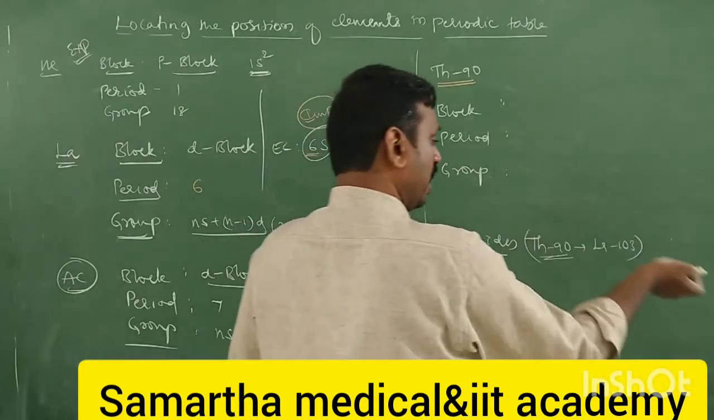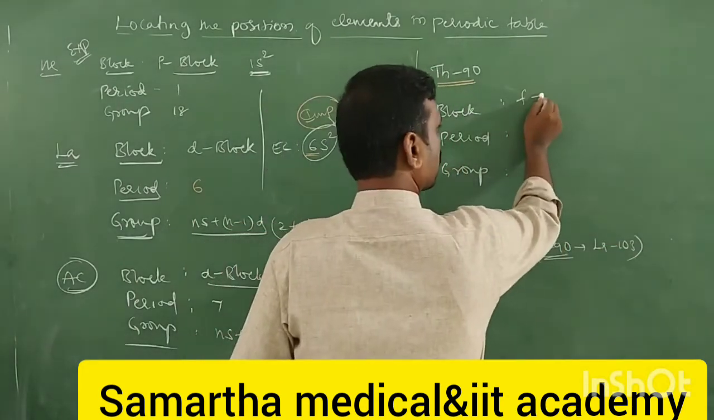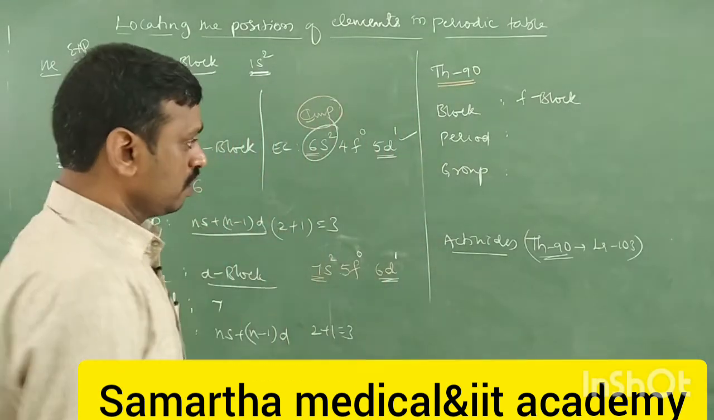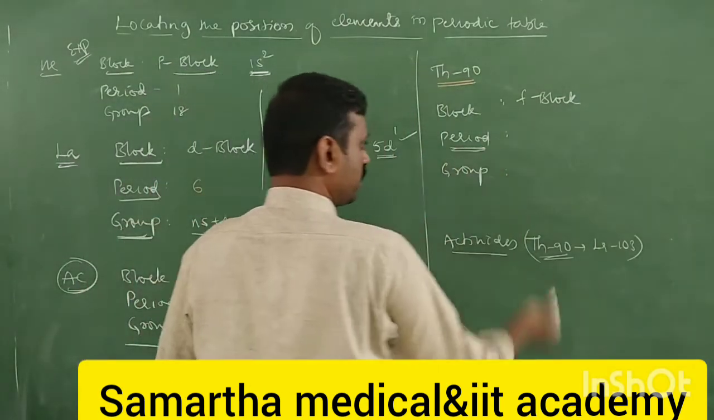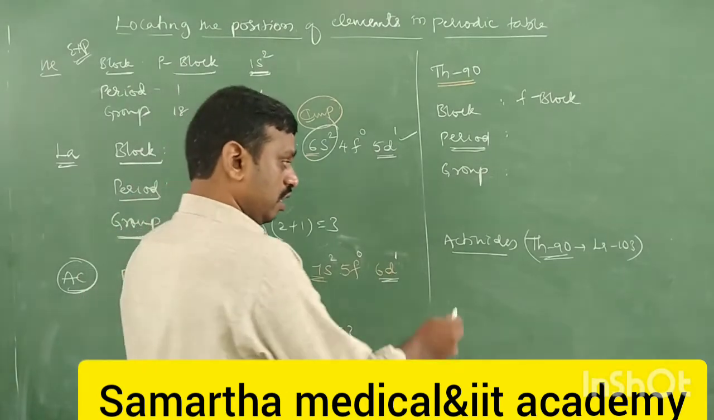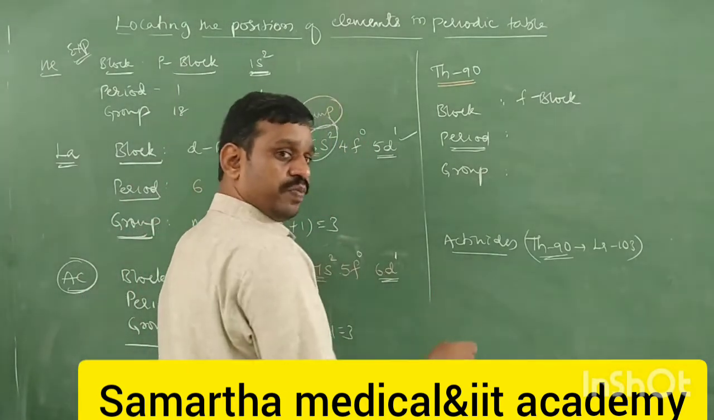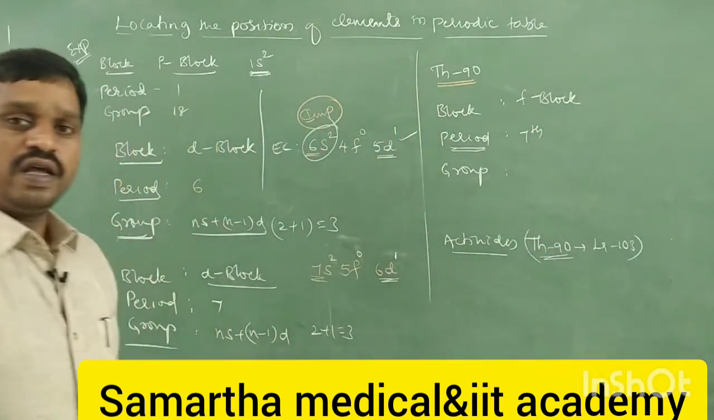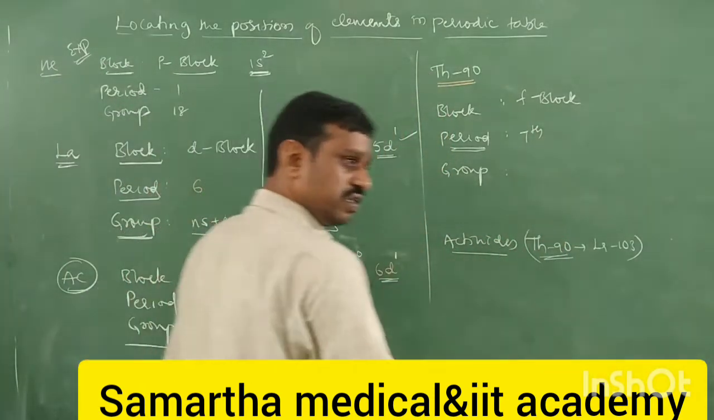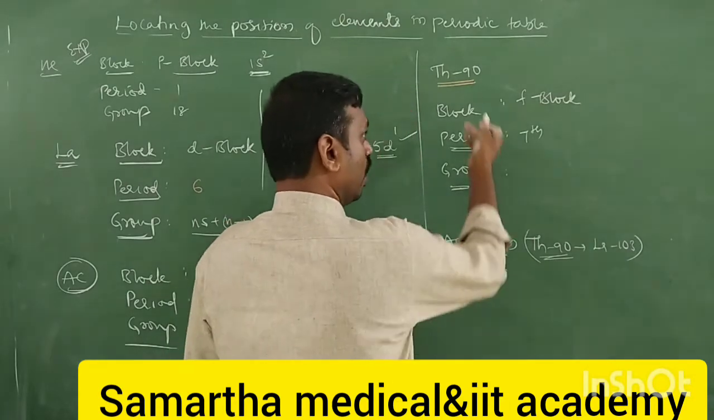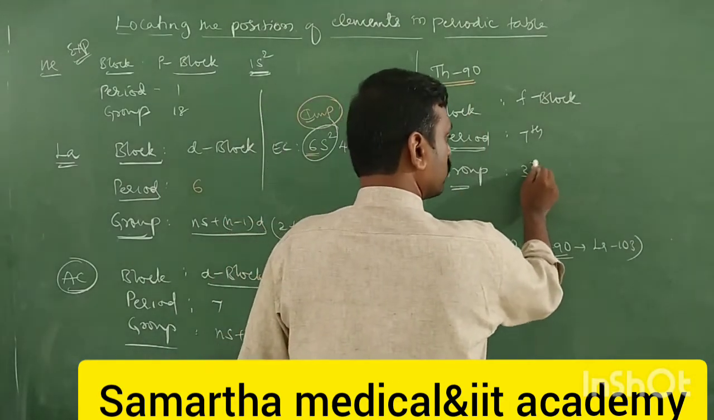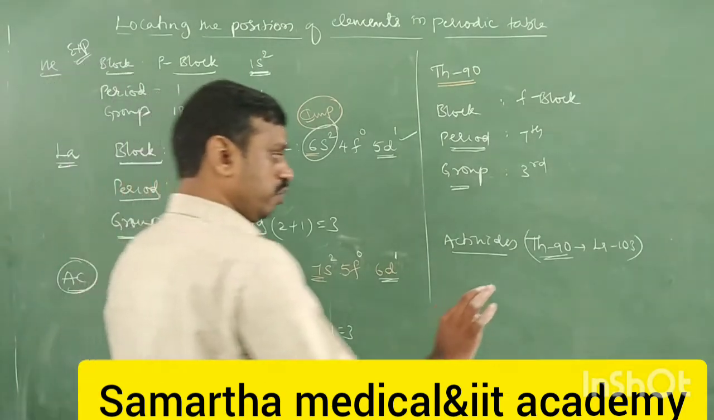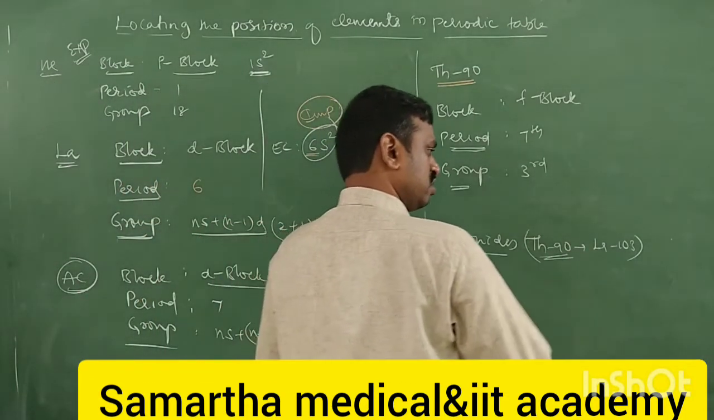So all lanthanides and actinides are which block? F block, right? Next, period number. Actinides belong to the 7th period, lanthanides belong to the 6th period. Lanthanides are 6th period, actinides are 7th period. Group number, all F block elements are 3rd group, right?